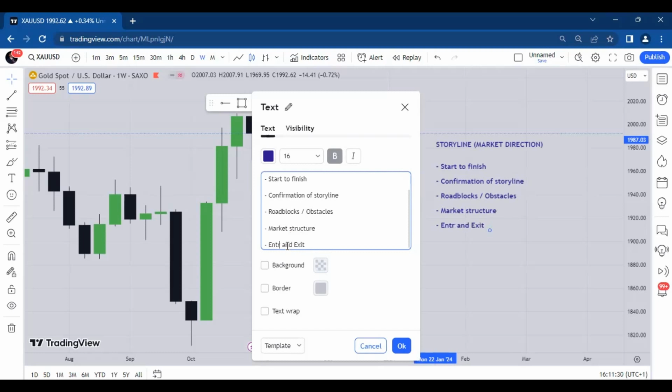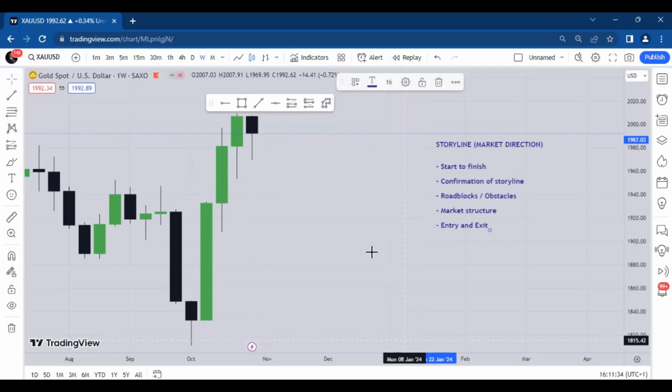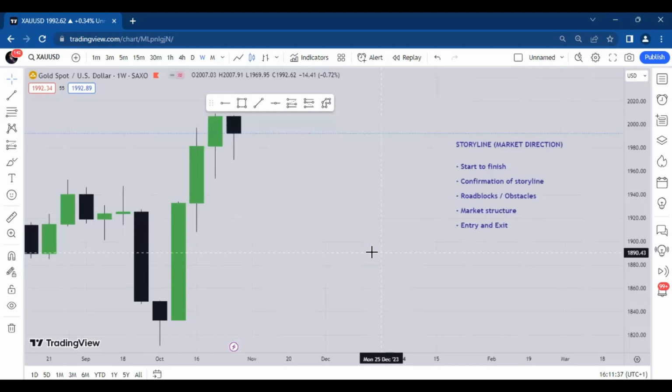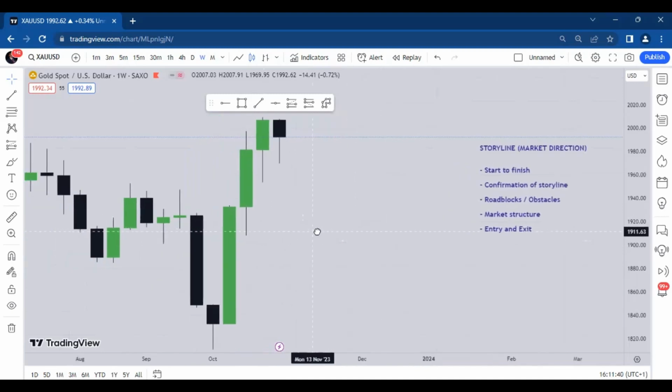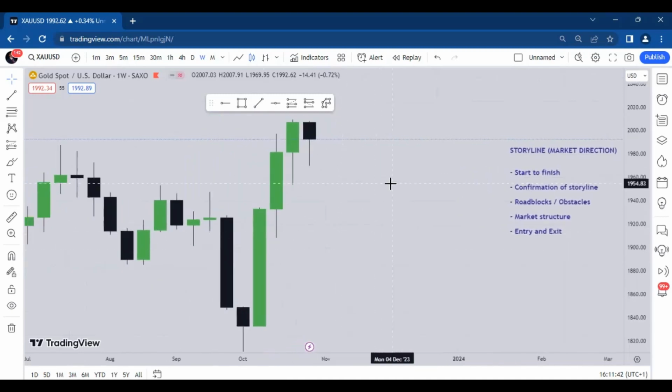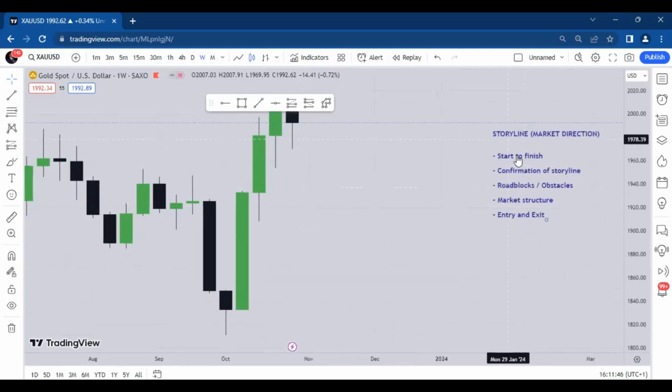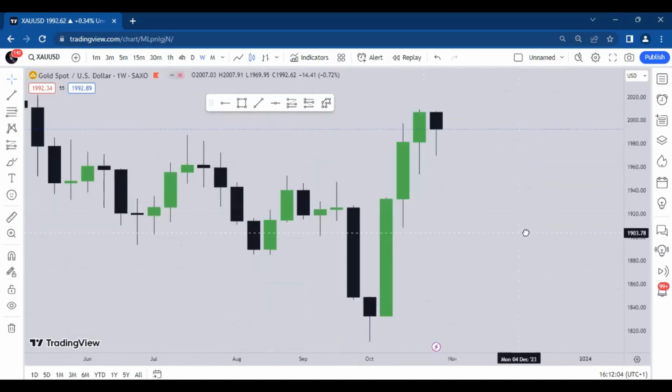So these are the subtopics we are going to look at under storyline, right? Whenever you see my chart and you see storyline, what I'm actually referring to there is market direction. And when we are looking at market direction, these are the things that we consider. We look at the start to finish, the confirmation of storyline, roadblocks or obstacles to storyline. We look at market structure, we look at entry and exit.